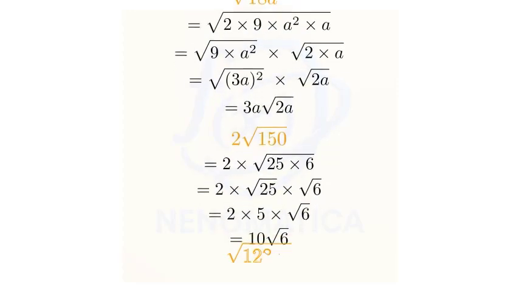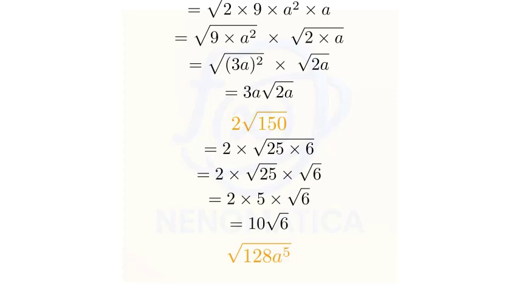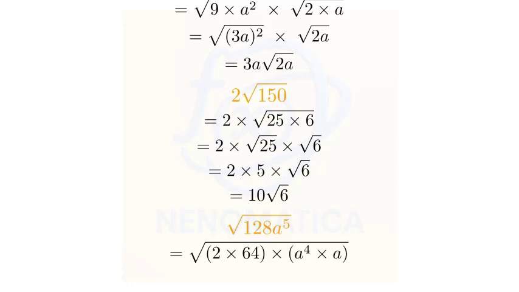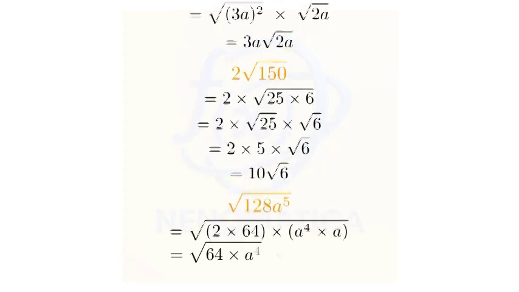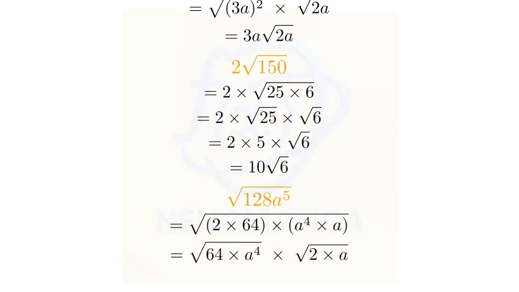Last item, the square root of 128a to the 5th. We group the factors as the square root of the quantity 2 times 64 times the quantity a to the 4th times a. Then we split the root into the square root of 64 times a to the 4th, multiplied by the square root of 2 times a.